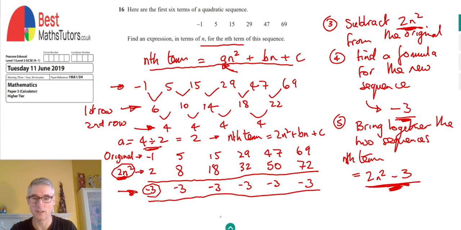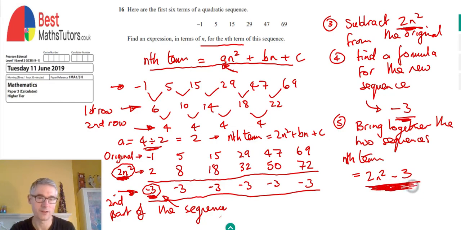Sometimes that might be a slightly more complicated sequence. It would always be a linear sequence, so we might need to find that. But in this case, it was just a single number all the way across. So we found a second sequence. So this is the second part of the sequence, which is the -3. So this bit here, and we bring the two together, the 2n squared and the -3, and that actually gives us the formula for the nth term. So we finished it. So that's it.